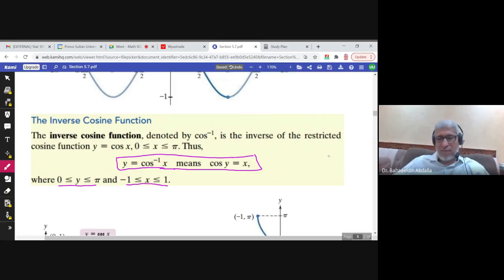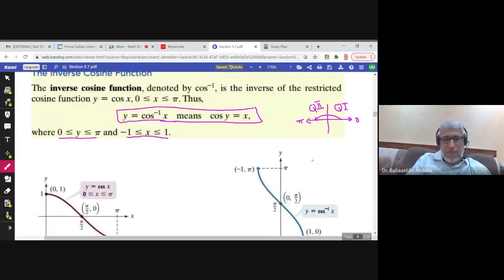Notice that this domain from 0, if this is 0 and this is pi, the domain of cosine is here in the first quadrant and in the second quadrant. So if cosine is positive, we are in the first quadrant. So if this x is positive, we are in the first quadrant, sorry. If cosine is negative, we are in the second quadrant.